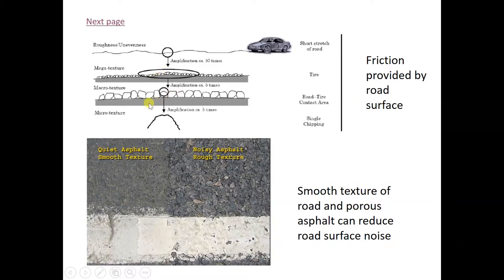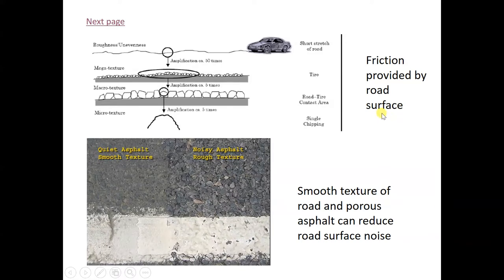If you zoom in, which is called the macro structure, you see all the bigger aggregates. So these provide all the macro structures, so you see the road is rough. And then if you go to the individual aggregates, which is down to the micro texture, you can see that each aggregate could be smooth or could be rough. This provides the friction which is necessary for braking, for the skid resistance.